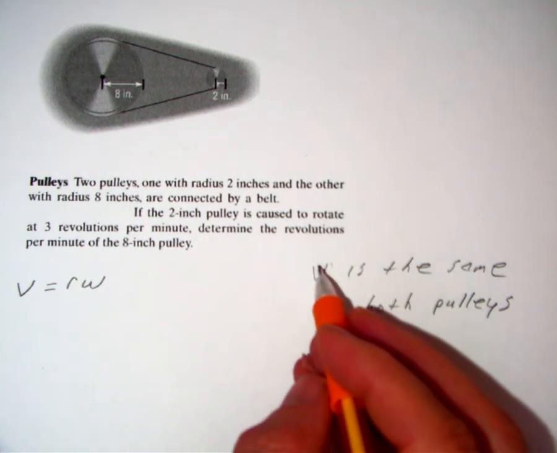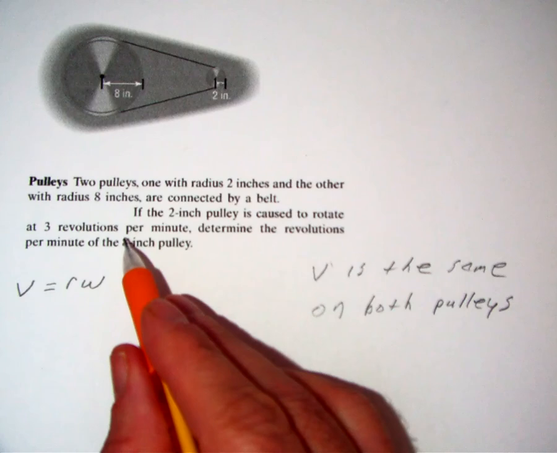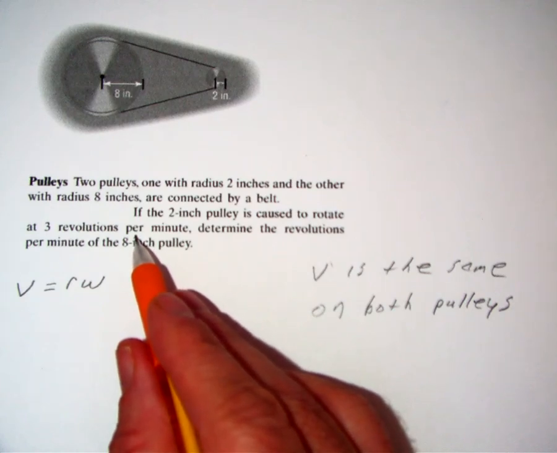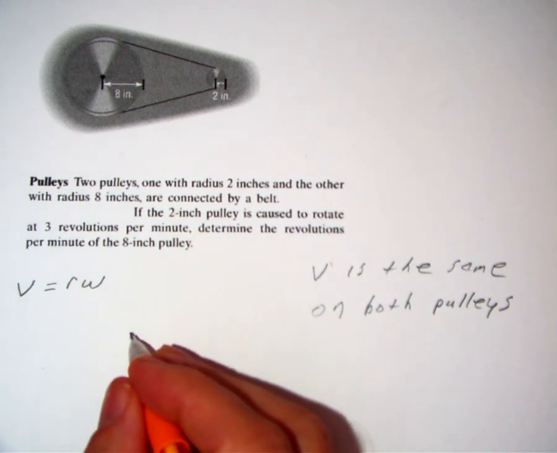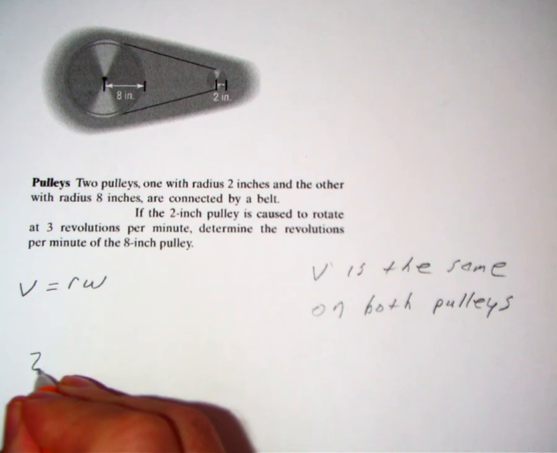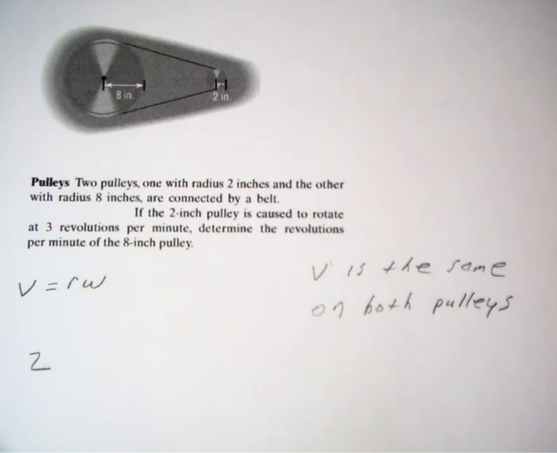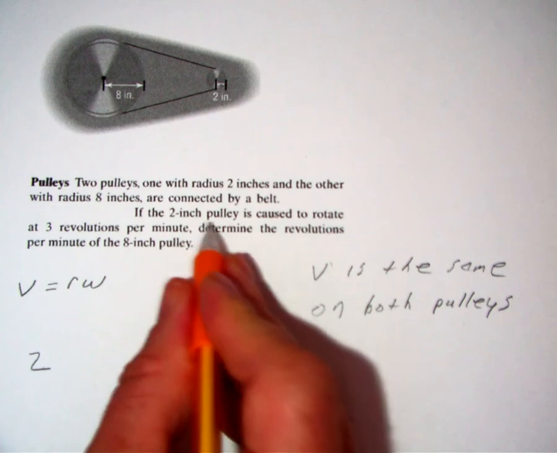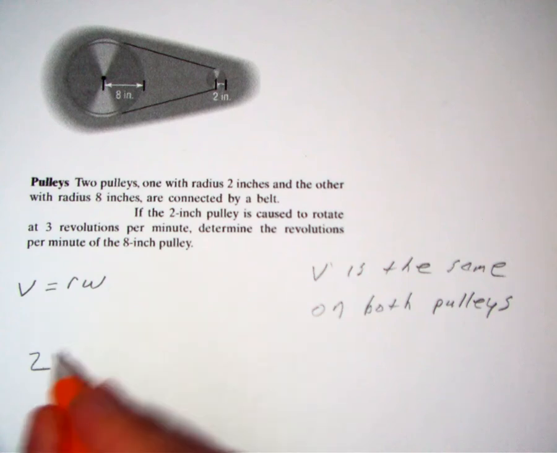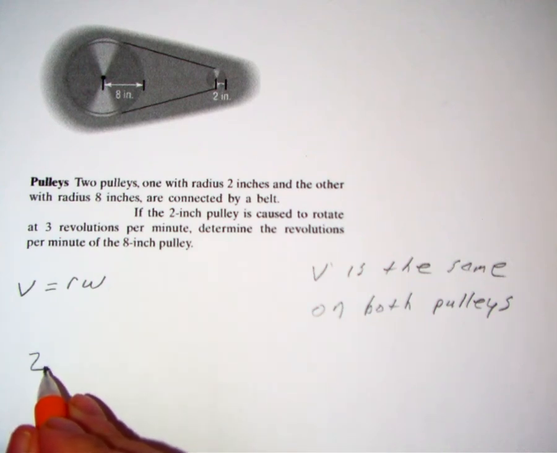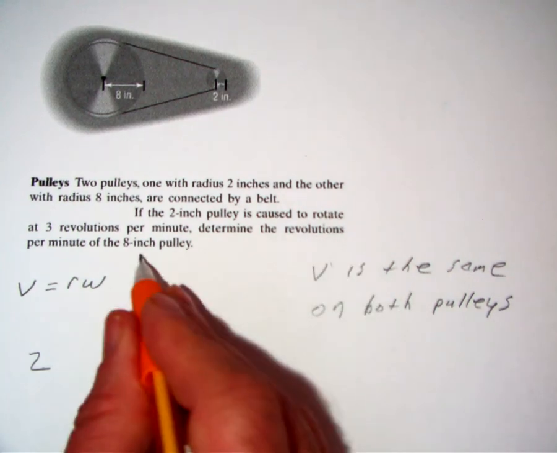All right. The 2-inch pulley is caused to rotate at 3 revolutions per minute. Okay. So that means that, let's do it like this. We're going to have 2, right? And y'all, it's inches, okay? So it's a hassle to write that down. So everything's in inches, right? So this is 2 inches. I won't write it down just to avoid clutter creep. Now, your omega, what are we trying to find? Determine the revolutions per minute of the 8-inch pulley, right?